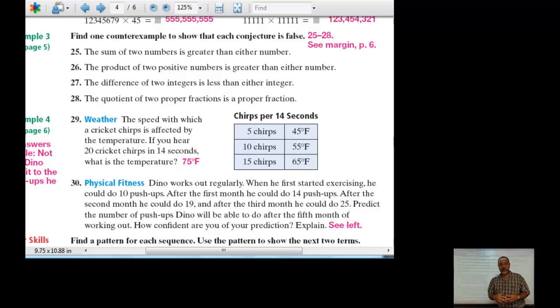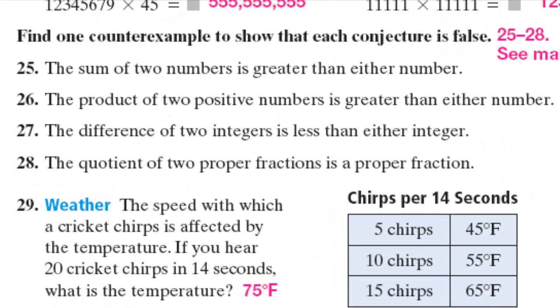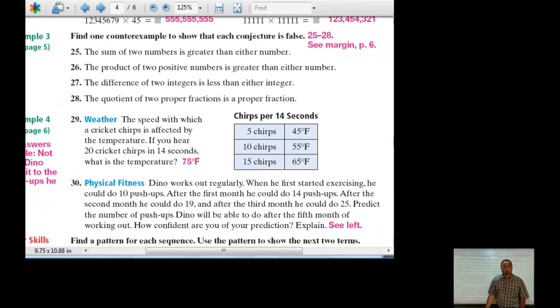Okay, so for questions 25 through 28, and there are some other ones, it says find one counterexample to show that the conjecture is false. So what we have written here is somebody has made a conjecture. They're making a statement. And you need to prove that they're false. And you can't say, well, you're wrong. Why? Because you're wrong. You can't say that. Okay, that's not proving anything. What you have to do is give an example that shows they are wrong.